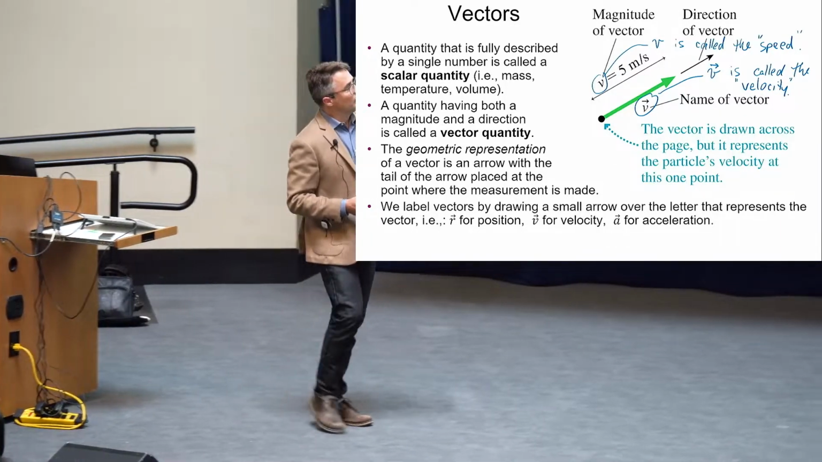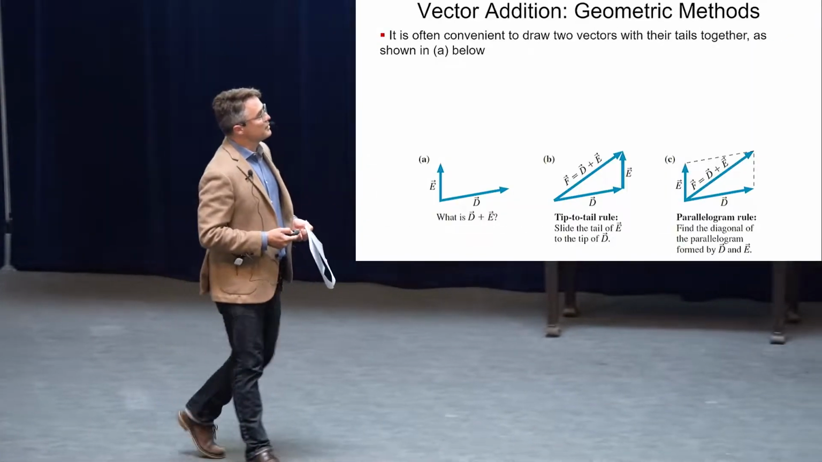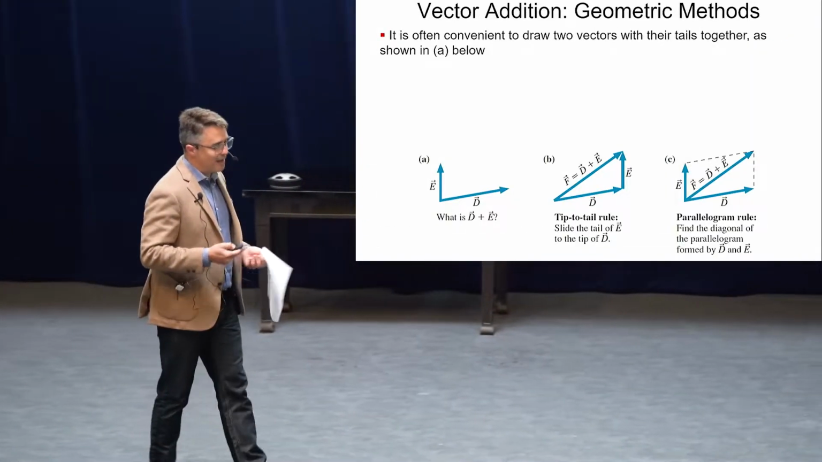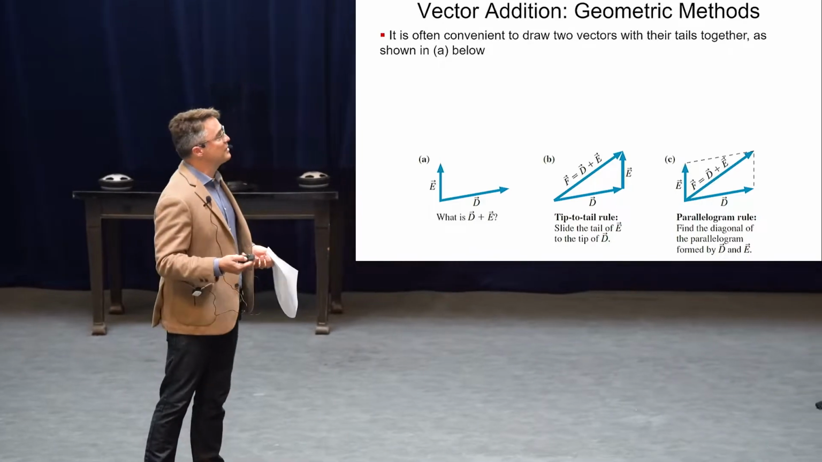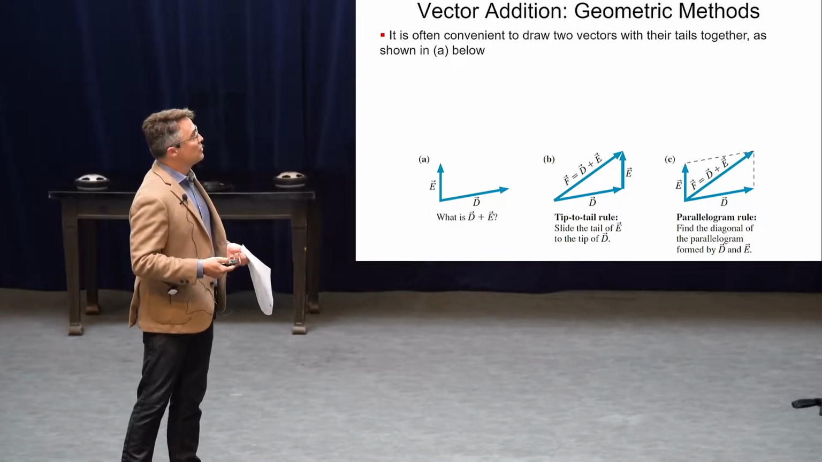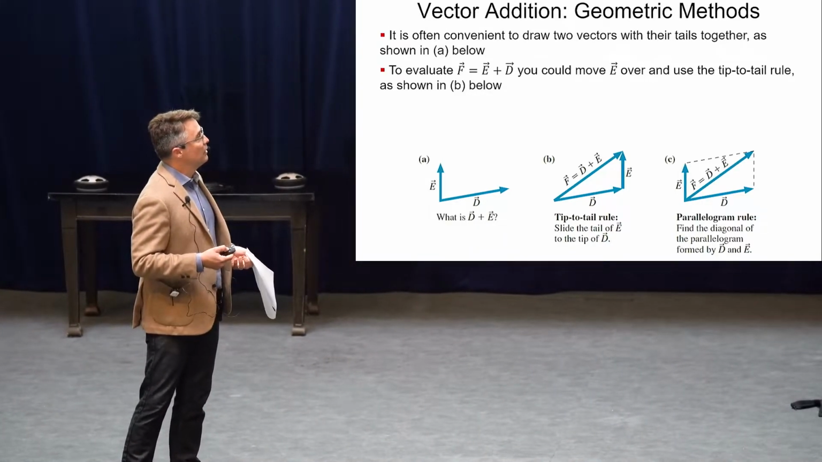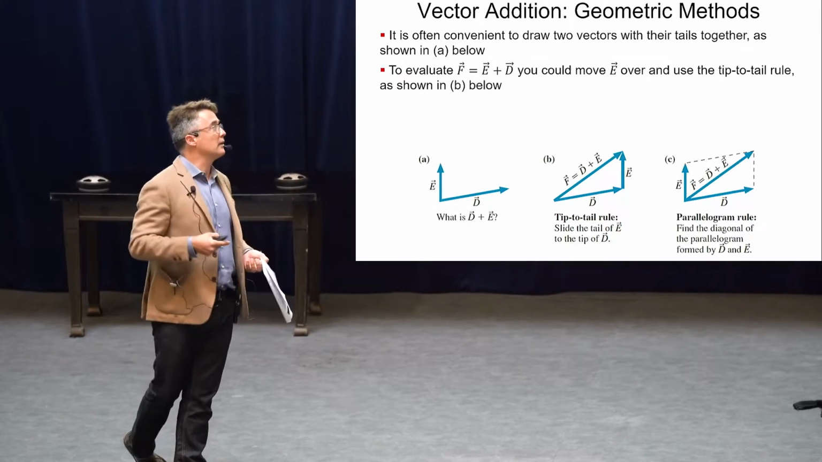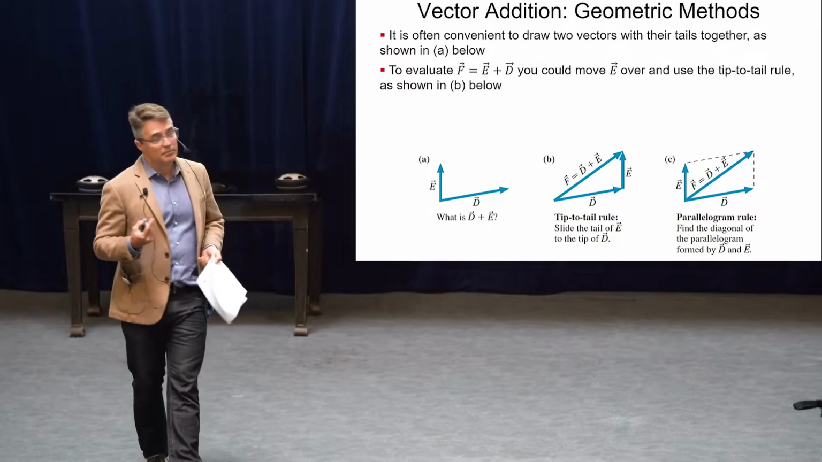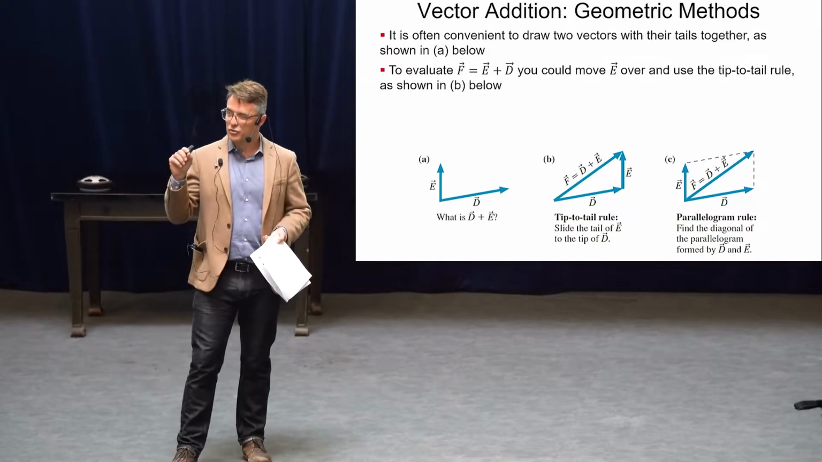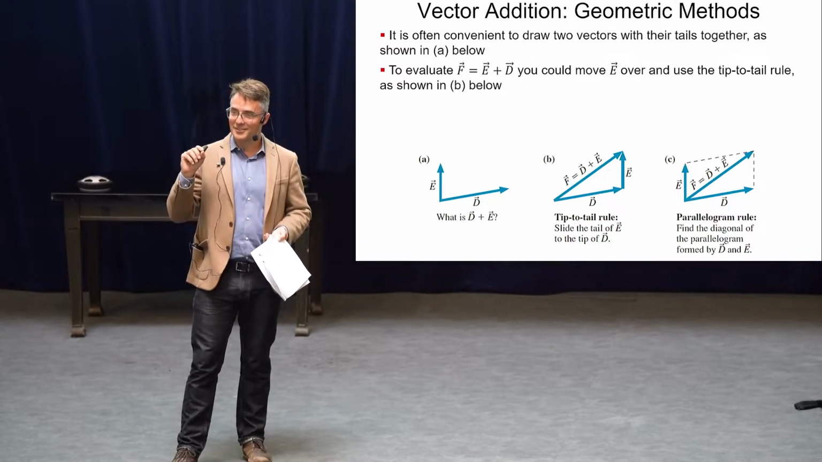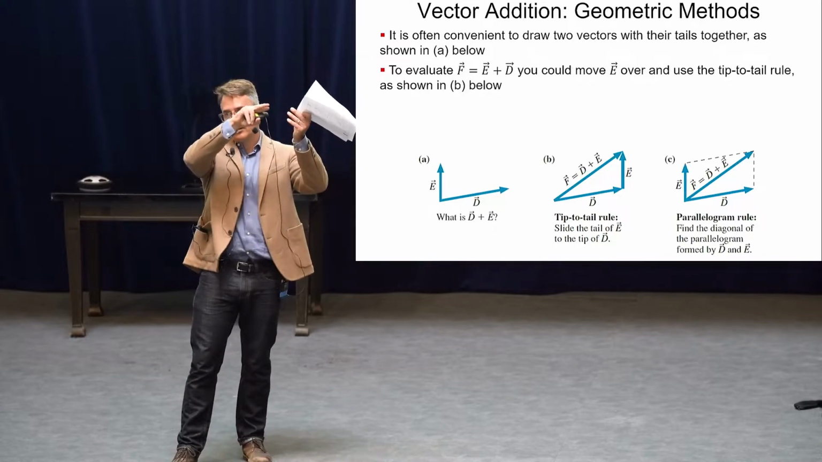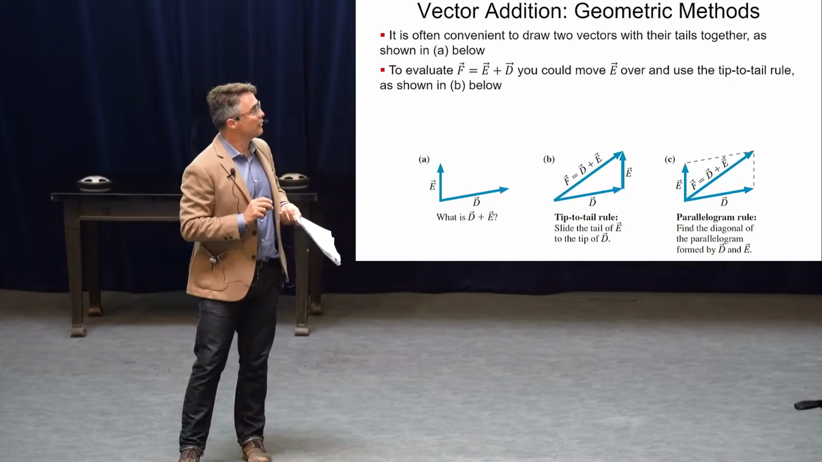Anyway, we'll be doing a lot of this using vectors, but vector addition, vector math, is not the same as regular math. You have to take into account the direction. So, for example, if you have E pointing up and D pointing on the diagonal, it's convenient sometimes to draw the vectors with their tails together. Each vector has a head and a tail. The head is with the arrow. The tail is without the arrow.